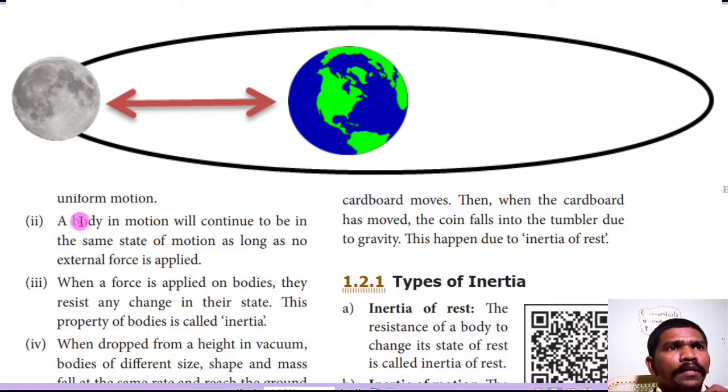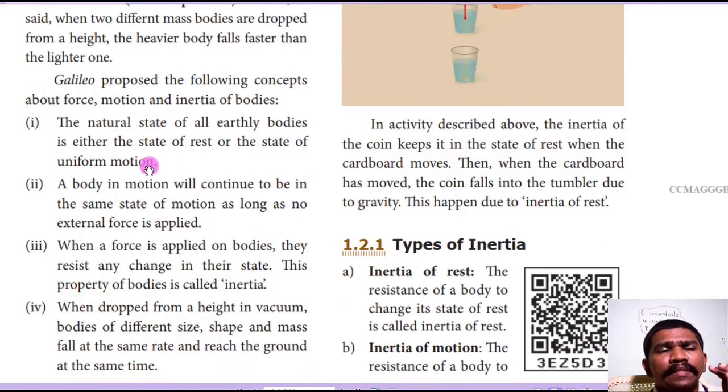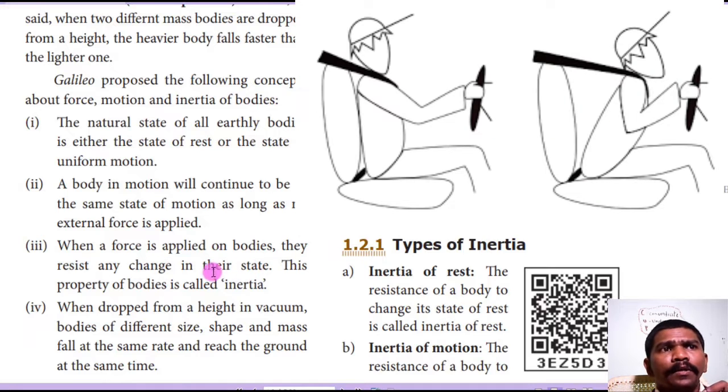Second point: a body in motion will continue to be in the same state of motion as long as no external force is applied. Here we are saying that when a body is in uniform motion and we are not applying external force, it always stays in uniform motion. When force is applied on the body, it resists any change in its state. If the body is in movement or at rest, even when you apply a force, it still tends to stay in its previous position.